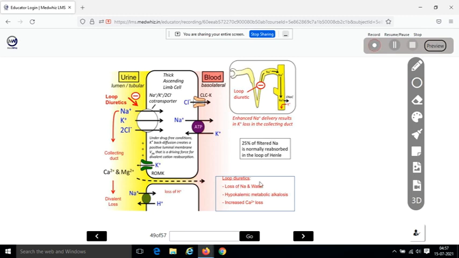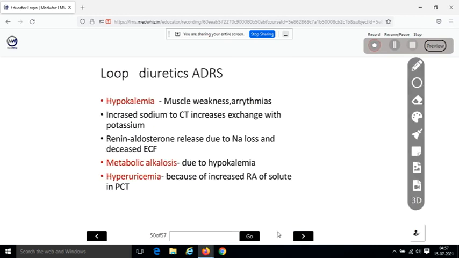So, loop diuretics, what do they cause? They cause loss of sodium and water, hypokalemic metabolic alkalosis and magnesium deficiency, but in hypercalcemia, increased calcium loss. Now, what are the adverse effects with these drugs? They cause hypokalemia, metabolic alkalosis, and hyperuricemia. Hypokalemia manifests as muscle weakness and arrhythmias.